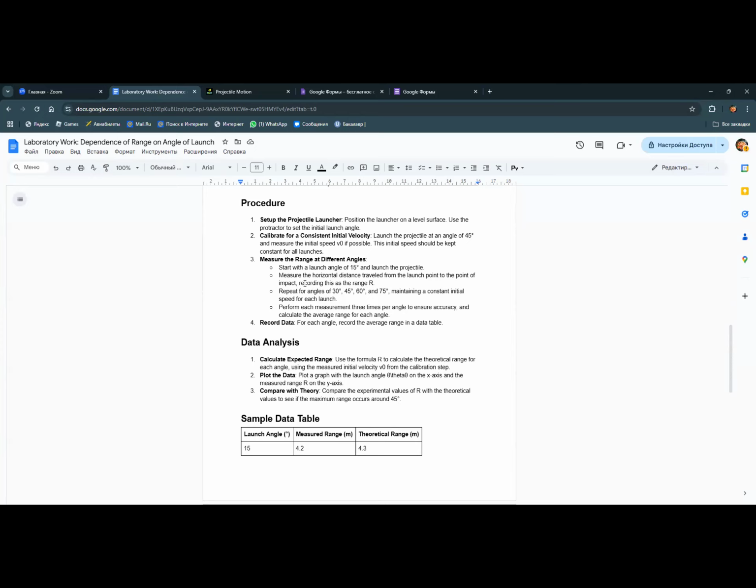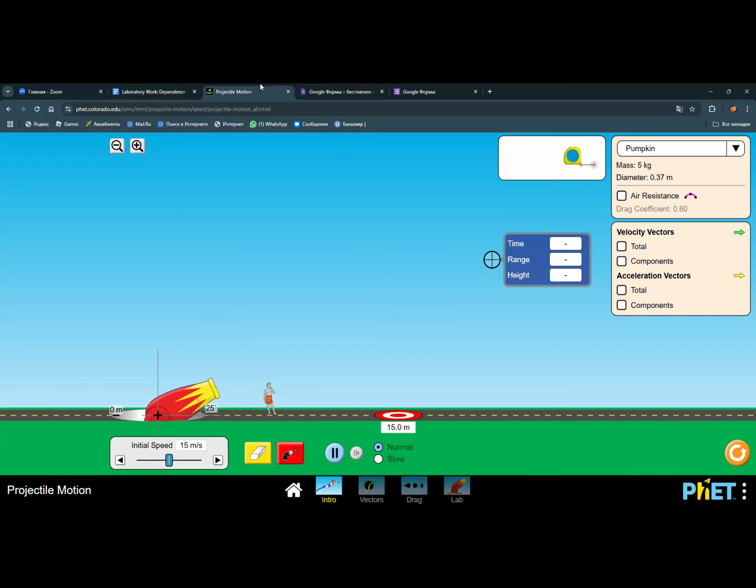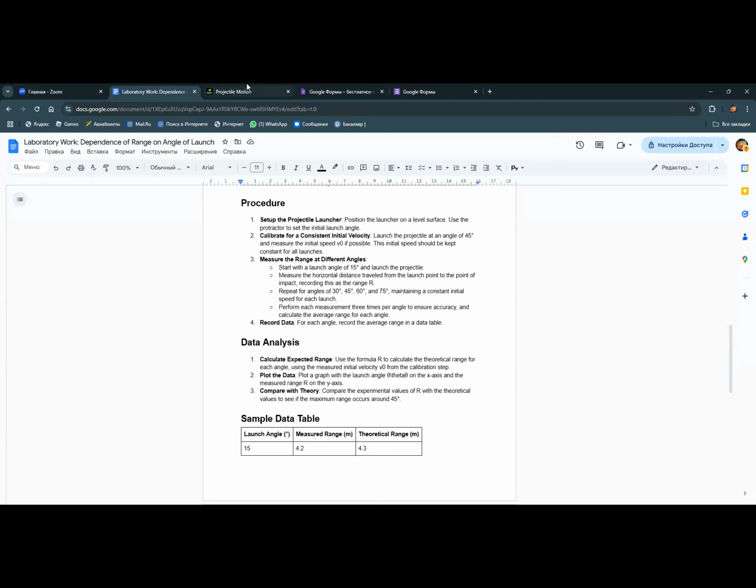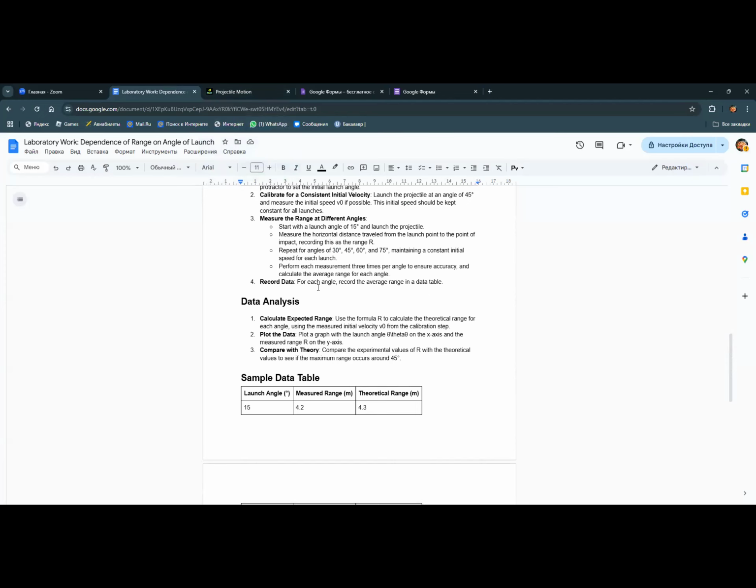We need to make this experiment with the angles of 30, 45, 60, and 75 degrees, maintaining a constant initial speed for each launch. So every one of our launches will be made with the initial speed of 15 meters per second. And then we need to record our data for each angle and record the average range in the data table. And what's the purpose of our work?